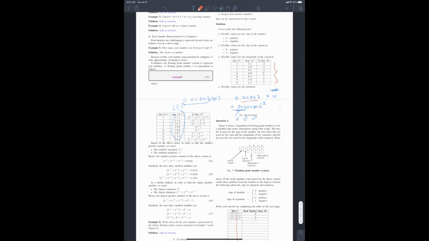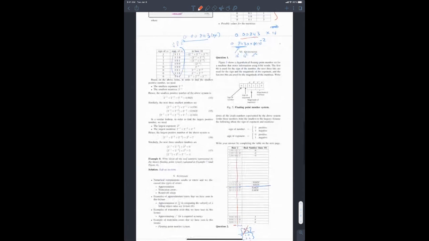Can the mantissa start with 0? No, it can't start with 0. Yes, I think I didn't see that question. That is exactly why, if you look at all the mantissas that we use here, they always start with 1. That is a convention.